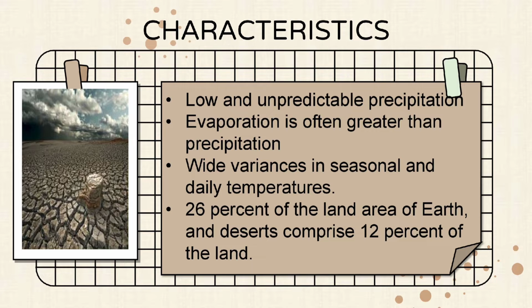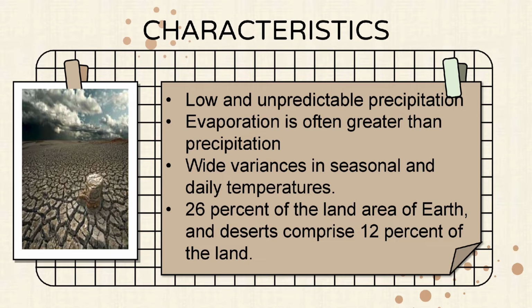The third common characteristic of dry climates is wide variances of seasonal and daily temperature. Deserts are usually found in the rain shadows of mountain ranges and have hot summers, cold nights, and moderate winters. However, in cold deserts, winter can be extremely frigid. In dry climates, the sun rays are more direct due to the lack of humidity.